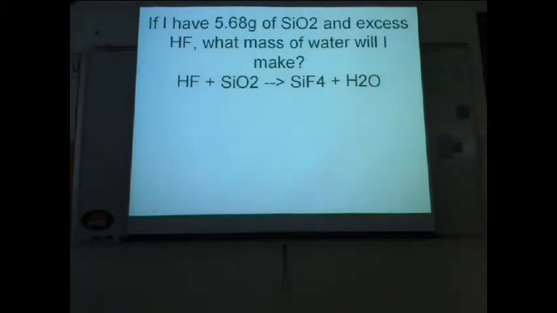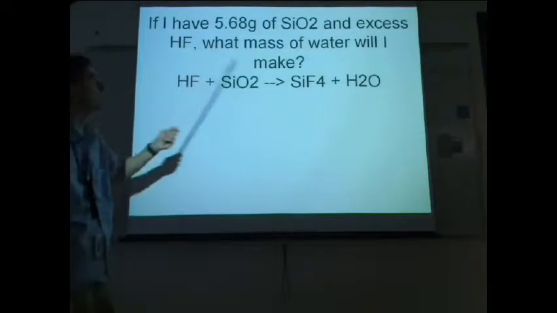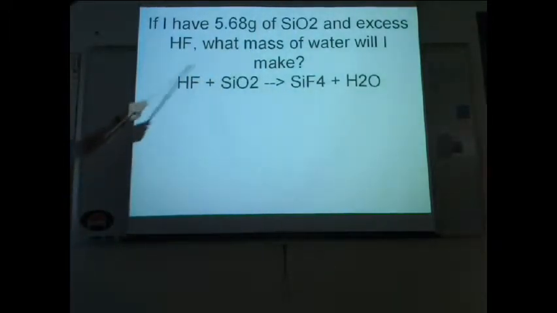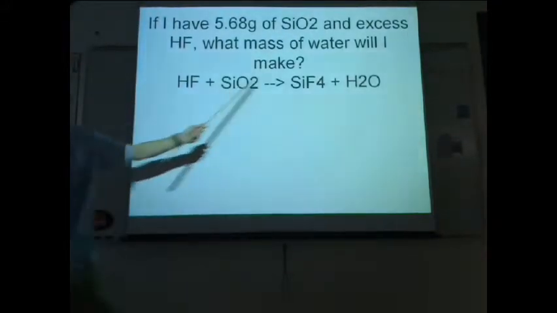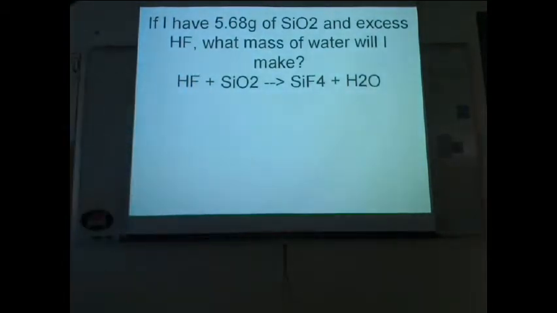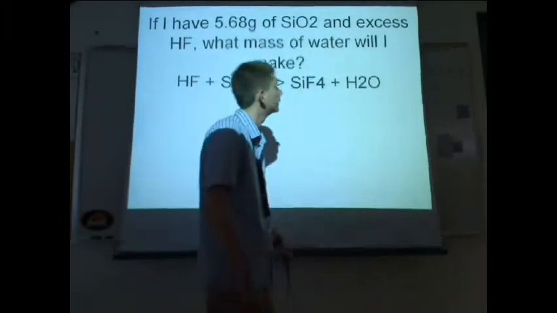If I have 5.68 grams of silicon dioxide and excess HF, what mass of water will I make? So if I have 5.68 grams of this, how many grams of this will I make? This is a test question. That's all right. All right, let's go ahead and talk about how to do this.